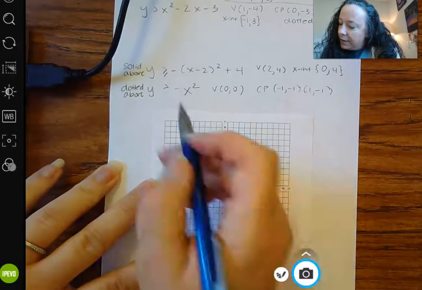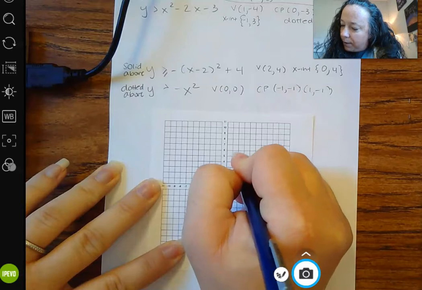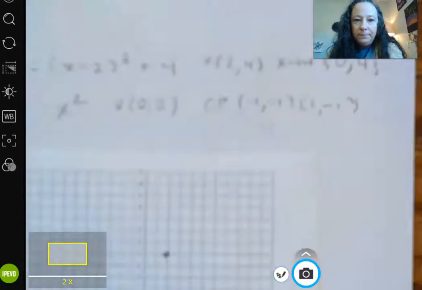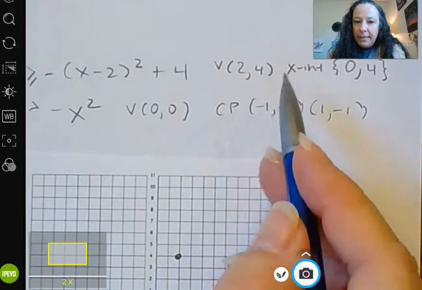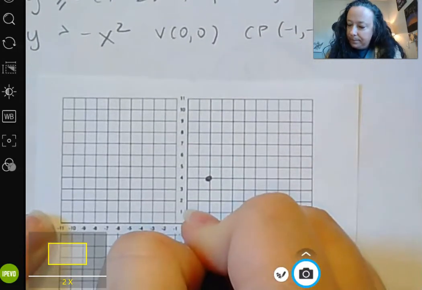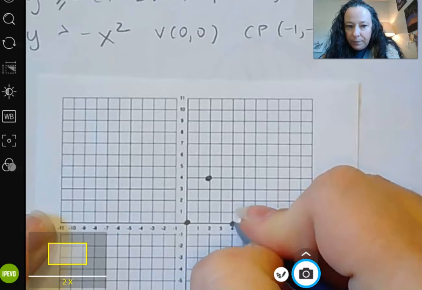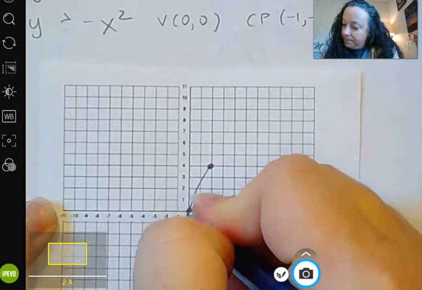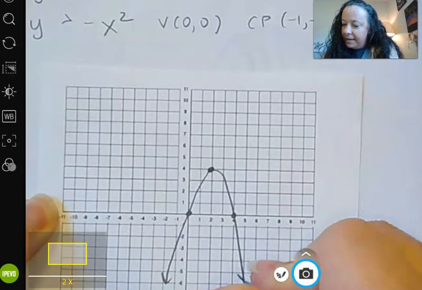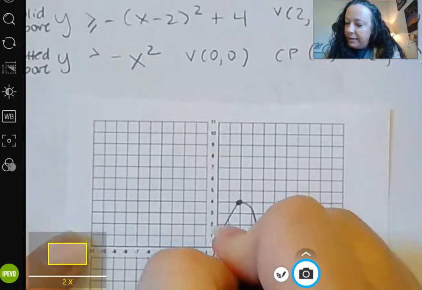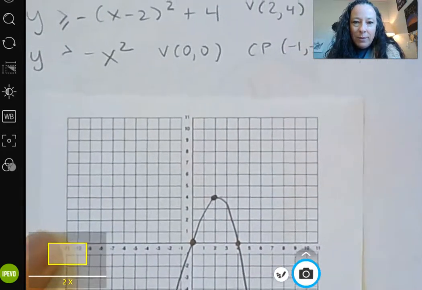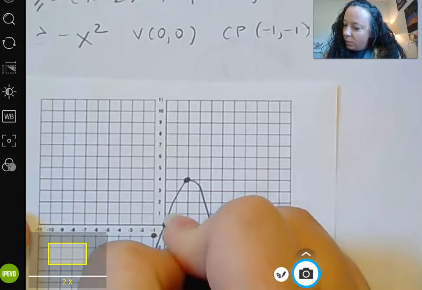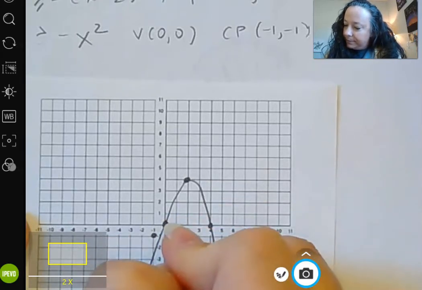Okay, so for this first one, I'm going to go to the vertex of 2, 4. And then my x-intercepts were 0 and 4. And that's what I need for the first one. It is solid. I'm not going to shade yet. So that's the first one. The second one, the vertex is 0, 0. Okay. And then my corresponding points were -1, -1, and 1, -1. And it's dotted.